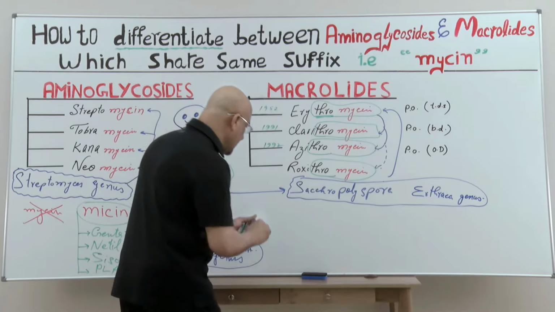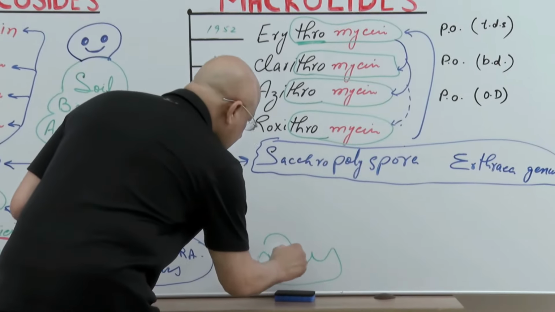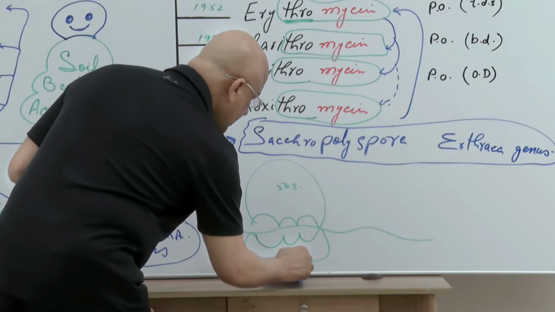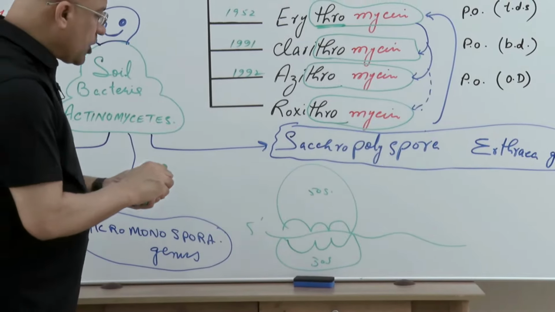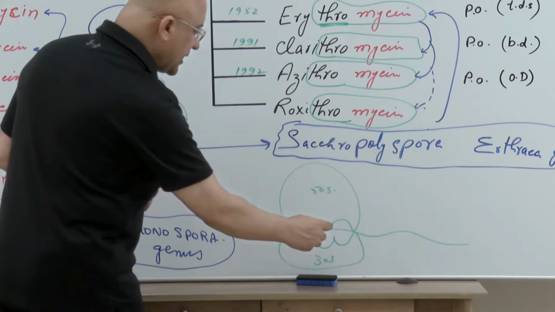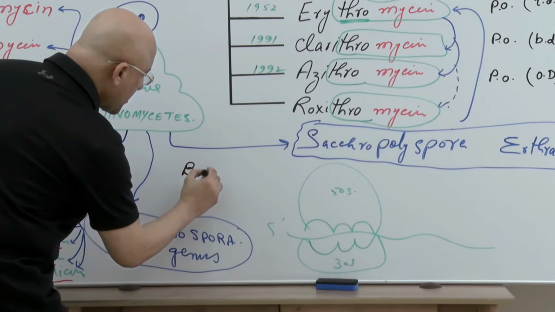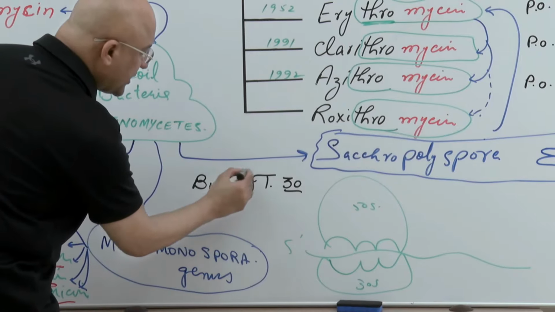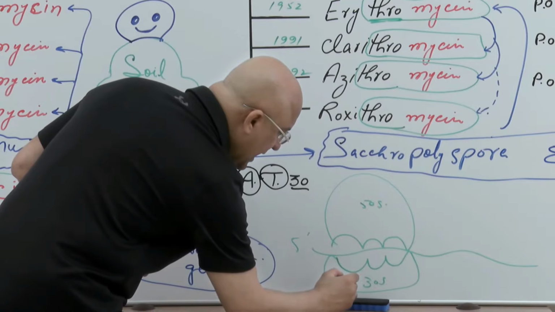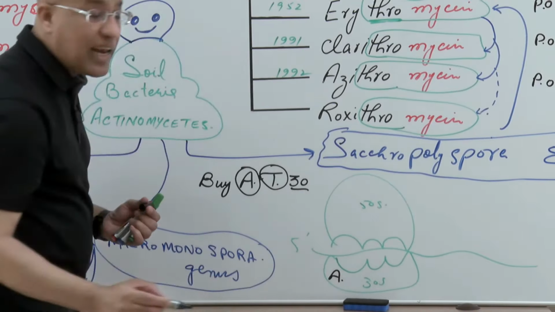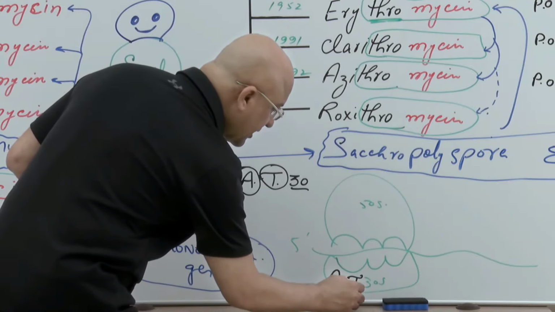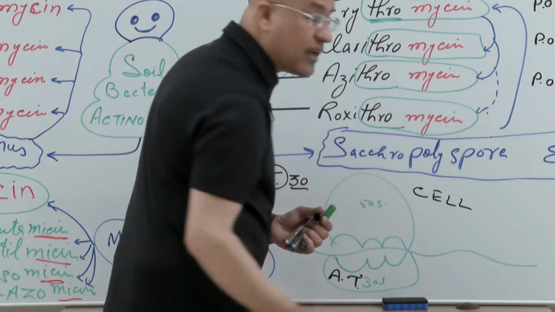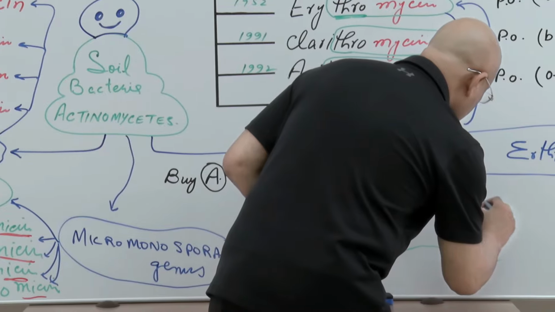Here we can draw a simple picture like 30S unit, and here it is, yes, 50S unit. This is in bacteria. Actually, aminoglycosides attack at the 30S unit. One way to remember is buy at 30. If you are a good businessman, buy at 30, and that stands for aminoglycosides and tetracyclines. So buy at 30 means that aminoglycosides mainly act on the 30S subunit, and tetracyclines also mainly act on the 30S unit. And if you bought at 30, if you're a good businessman, sell at, yes, 50.